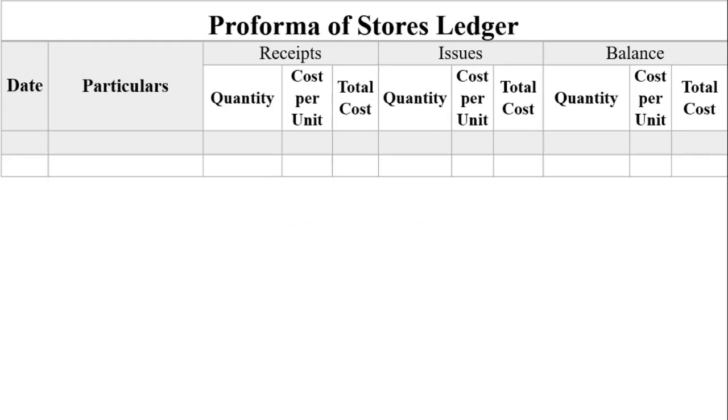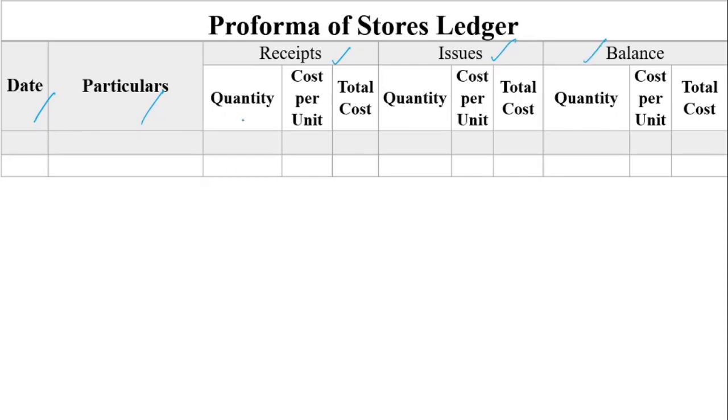And also we can see the pro forma of the stores ledger. The pro forma of the stores ledger is like this. The first column is date, then particulars, and this stores ledger can be broadly classified into three columns: receipts, issues, balance.